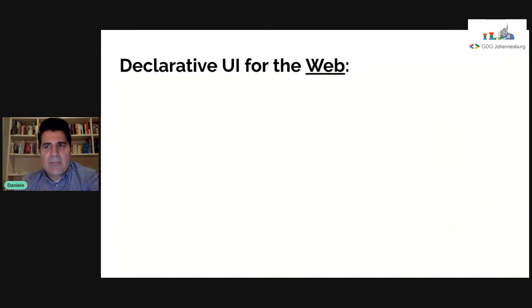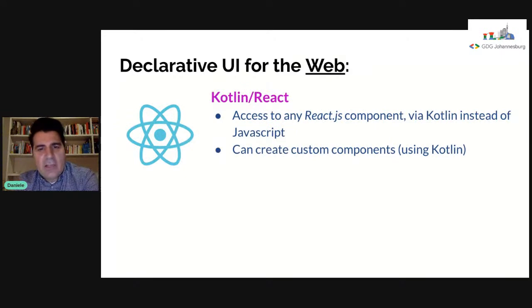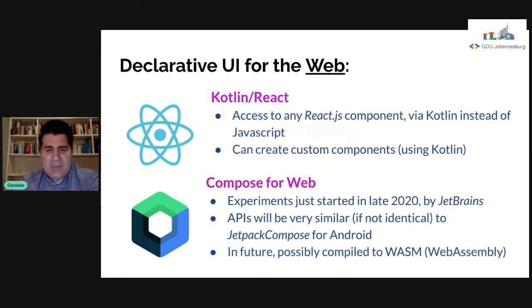And let's talk about the web now. Kotlin for the web has got very convenient wrappers for React. So this means that you are able to write your UI for the web using React components, without even the need to use JavaScript, but you can just use Kotlin. And this is very convenient, especially for people who are really into React and familiar with React components.